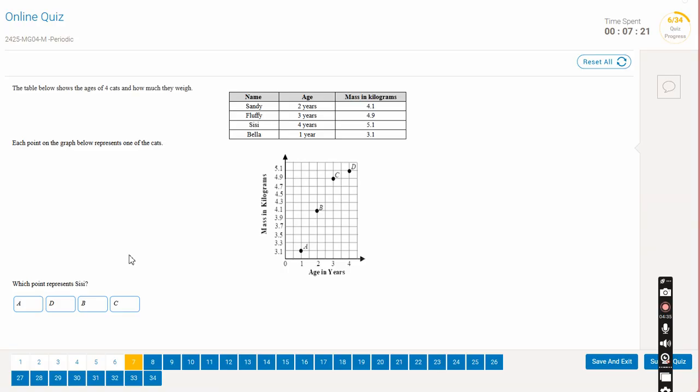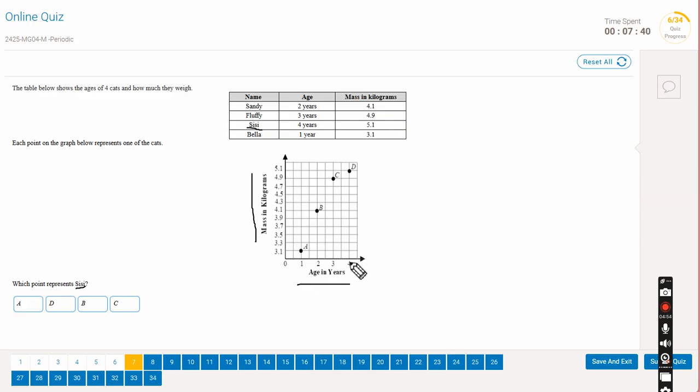The next one. Now here, each point on the below graphs represents one of the cats. Now you can see here, this is where the mass in kilograms is, and here is age in years. So what are you supposed to do here? You'll be checking that they're saying for CC. So CC is which? It's 4 years, and the kilograms are 5.1.